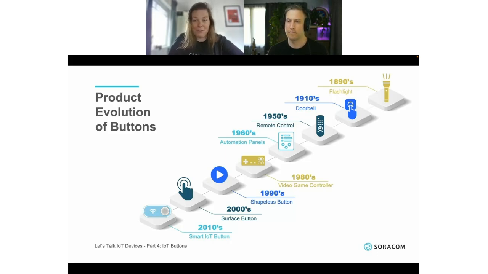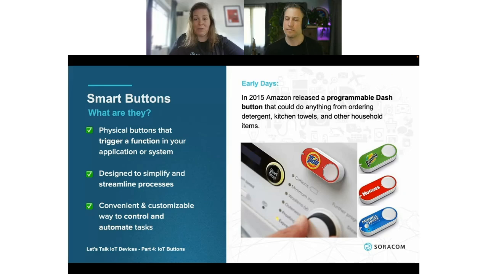Then, with the appearance of the iPhone back in the 2000s, we got some surface buttons that are kind of a mix of virtual and physical buttons, and they give a single tactile experience. And back in the 2010s, we started to see the appearance of different smart buttons or IoT buttons. They started off in home automation, but we could also see them spreading around within the industrial areas.